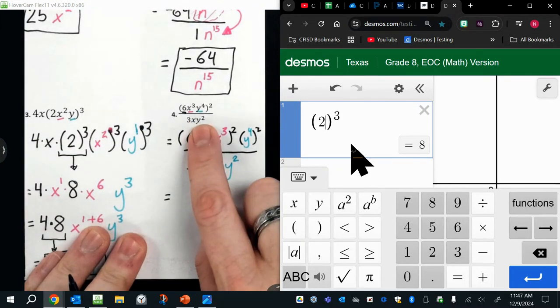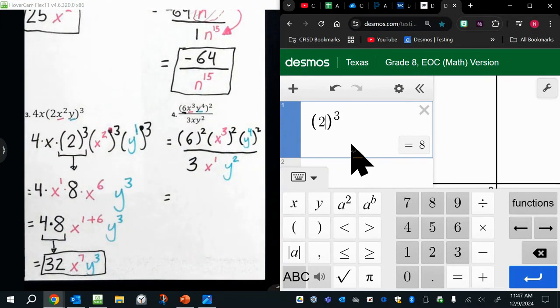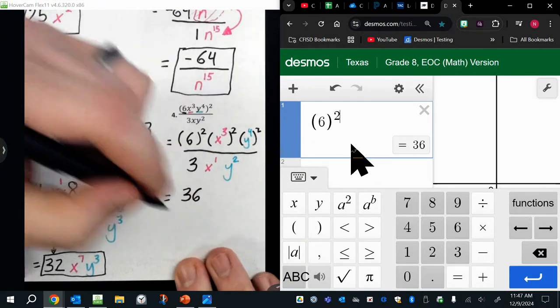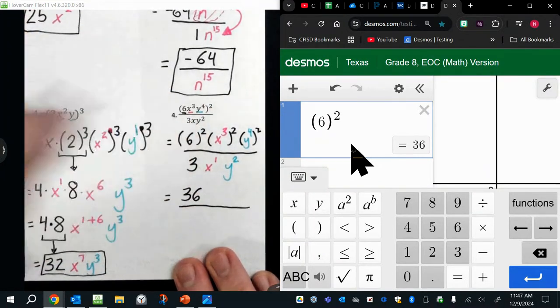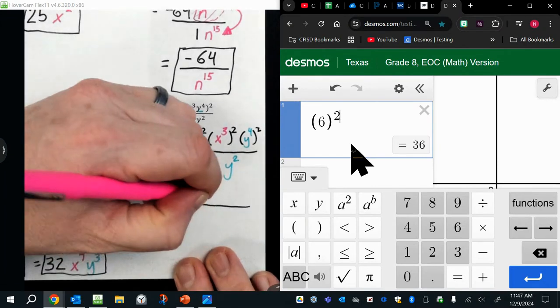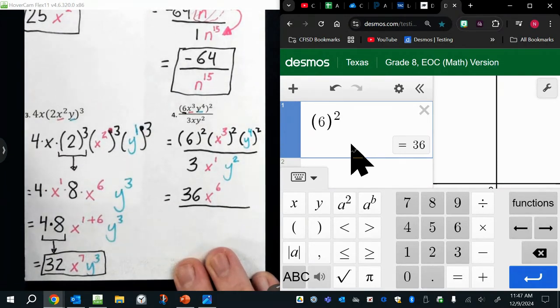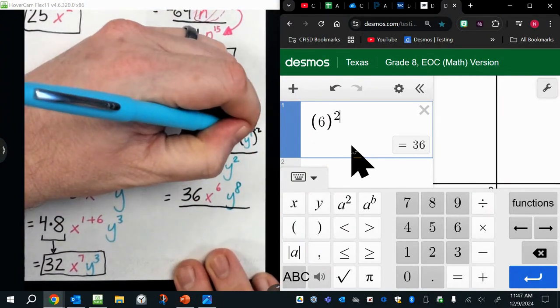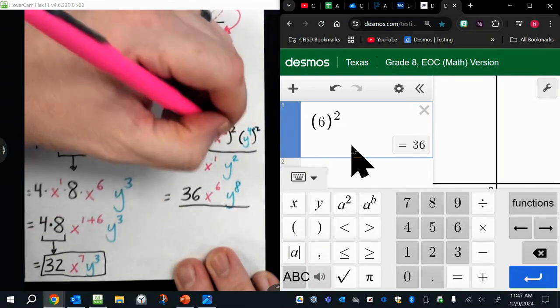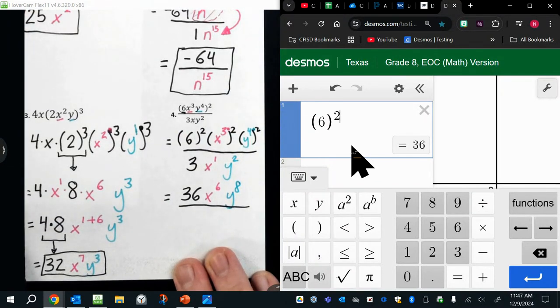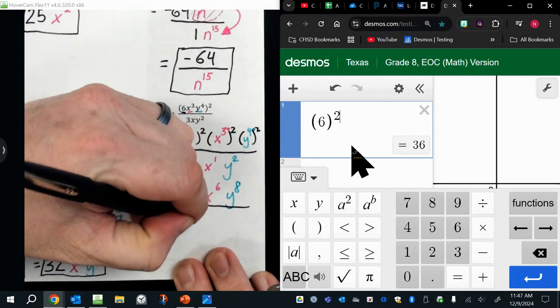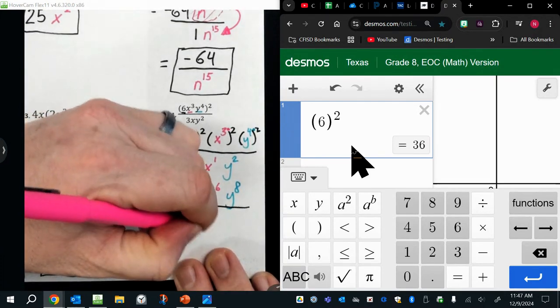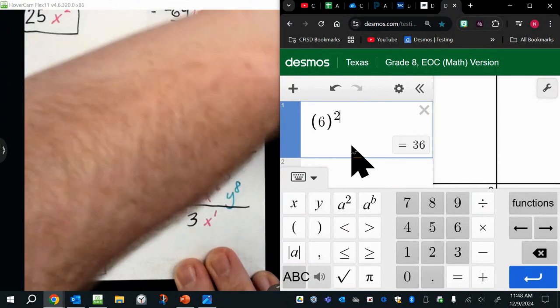So let's simplify everything we have. Well, 6 squared, right? That's just 6 times 6. So that should be 36. Okay. And then we're going to have x to the 6th, y to the 8, because I'm multiplying here, I'm multiplying here. And then I still have my 3, x1, and y2.